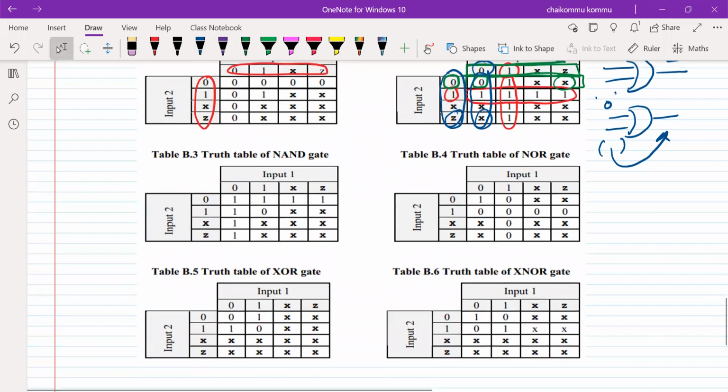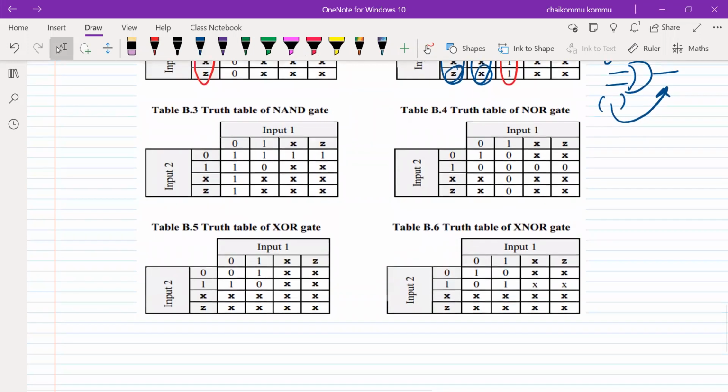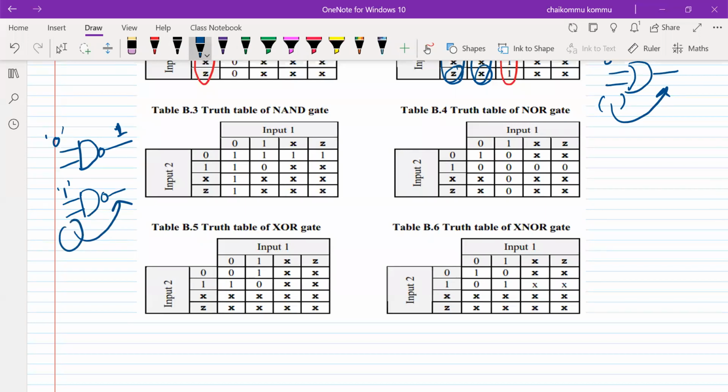Similarly, we have to consider the NAND gate. If you take the simple truth table for the NAND gate, you can observe that if any one of the inputs is equal to logic 0, the output is logic 1, irrespective of any other input signal. If any one of the inputs is equal to logic 1, then depending upon the next input, the output is determined.